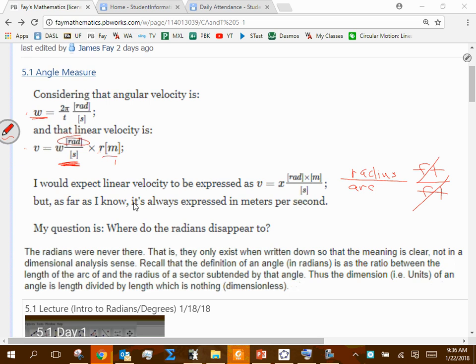So, when it says there, thus the dimension, i.e. the units, of an angle is length divided by length, you have nothing left over. They cancel each other out, which means it's dimensionless, okay? But we use the radian unit notation to remind ourselves, to make it clear that we're talking about an angle. Does that make sense to everybody? If it doesn't make sense, that's okay, I think.